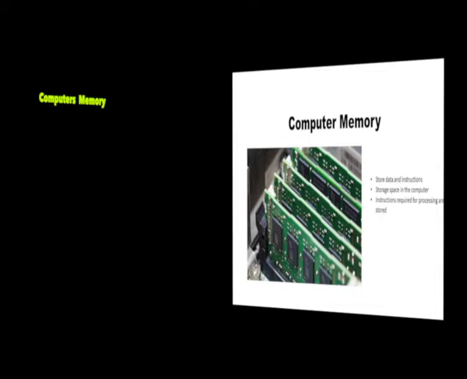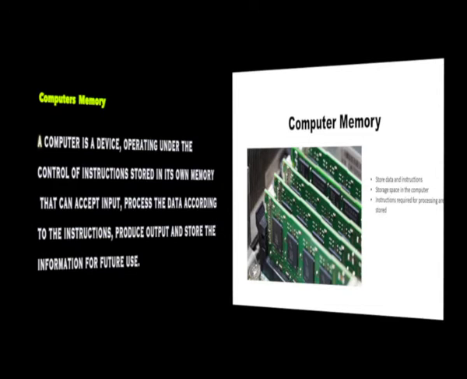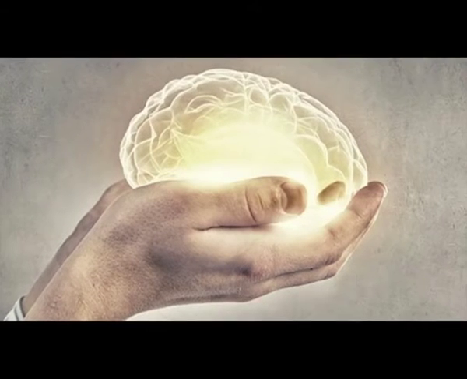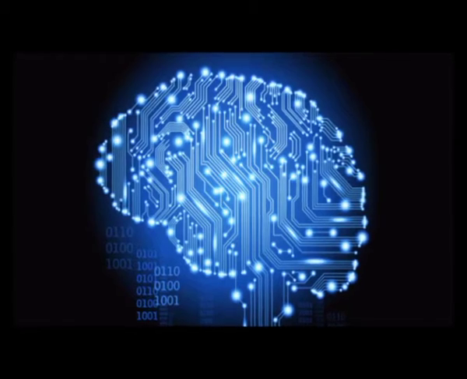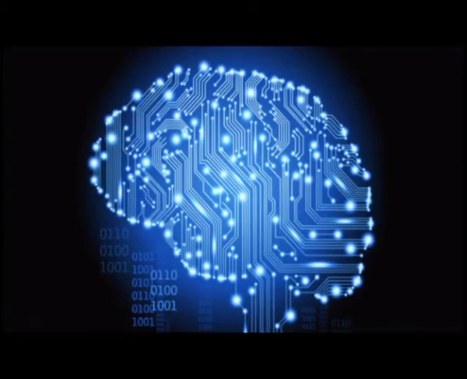A computer is a device operating under the control of instructions stored in its own memory and that can accept input, process the data according to the instructions, produce output and store the information for future use. Now, let us see the role of memory in human life. Then we will relate the human memory with computer memory.